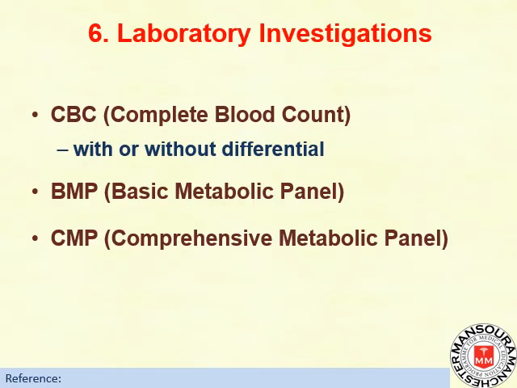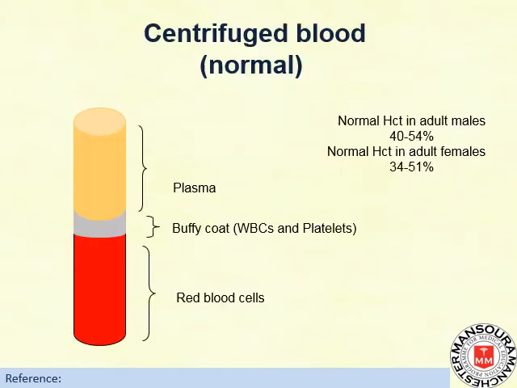Laboratory investigations: what are the most common investigations ordered in each setting or in different diagnoses? CBC, which is the complete blood count with or without differential, basal metabolic panel, comprehensive metabolic panel. First, you have to know that when we centrifuge a blood sample, we have three layers. The top layer is the plasma. The bottom one is the red blood cells, and the buffy coat, which contains the cellular components present in our blood, which are white blood cells and platelets.